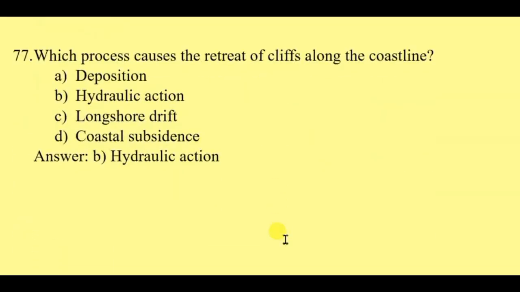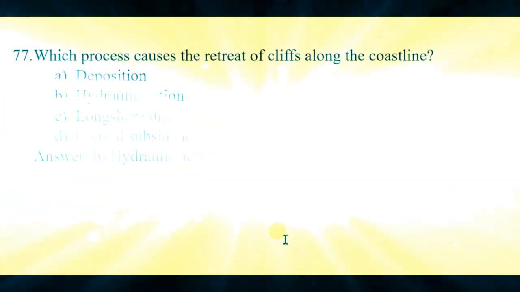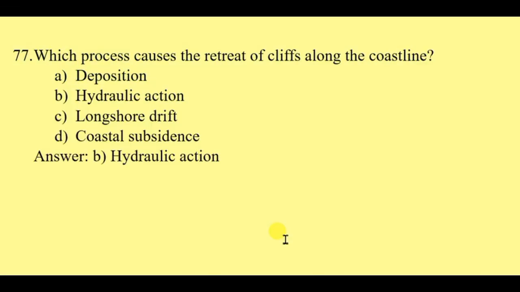Question 77. Which process causes the retreat of cliffs along the coastline? Deposition, hydraulic action, longshore drift, coastal subsidence. Here the correct answer will be hydraulic action.